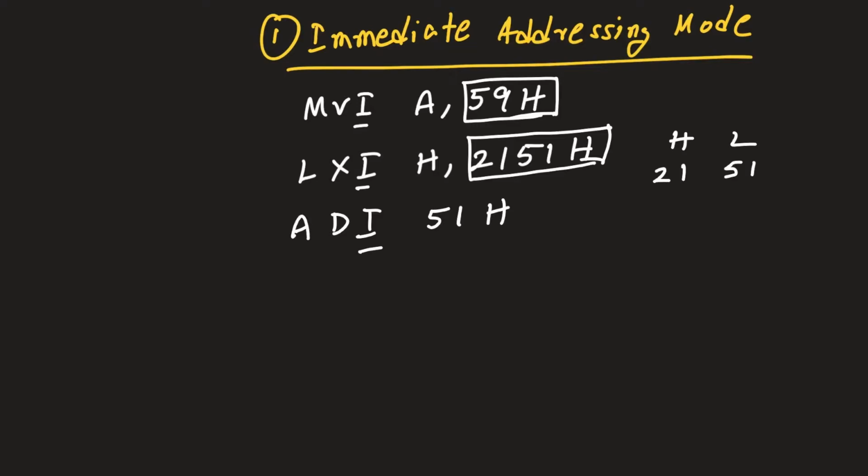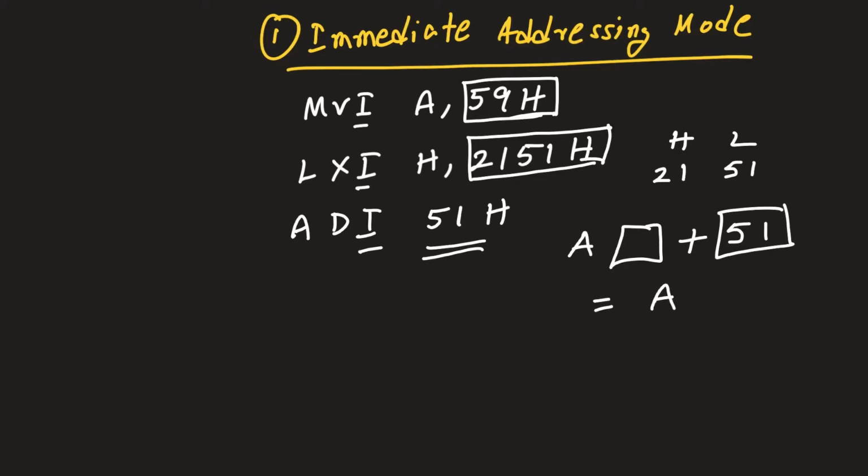Similarly, the third instruction also is an example of immediate addressing mode. This instruction means that the content of the accumulator, whatever it is, will be added with 51, which is an immediate data, and the result will be stored in the accumulator. So these are a few examples of immediate addressing mode where data is mentioned within the instruction.